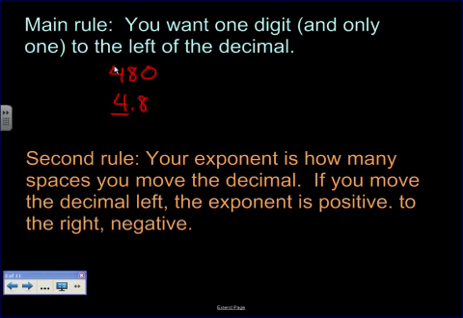Second rule is how many spaces you move the decimal. That's the exponent. So we're going to put times 10 to some exponent. In this case, we moved the decimal 2 places. And since we moved it to the left, it's a positive 2. If we moved it to the right, it would be a negative 2.